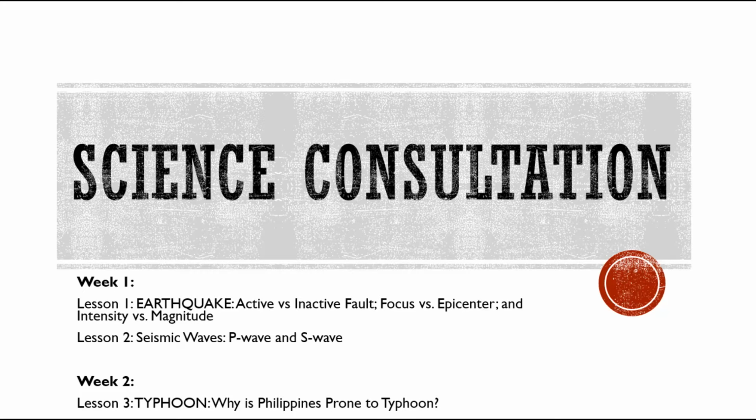Today we will be having a post discussion about our first three lessons. Lesson 1, we have the earthquake's active and inactive fault, focus and epicenter, and intensity versus magnitude. Followed by lesson 2, still under week 1, we have the two types of seismic waves. First, we have P wave, and second, we have S wave. For week 2, we have our lesson 3, the typhoon, and why is Philippines prone to typhoon.